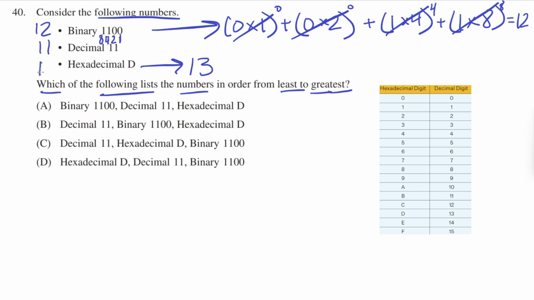And the value of this hexadecimal D is 13. So that means in least to greatest, we're first going to have the decimal value, then the binary, then the hexadecimal. So decimal, then binary, then hexadecimal. So that means B is the correct answer.